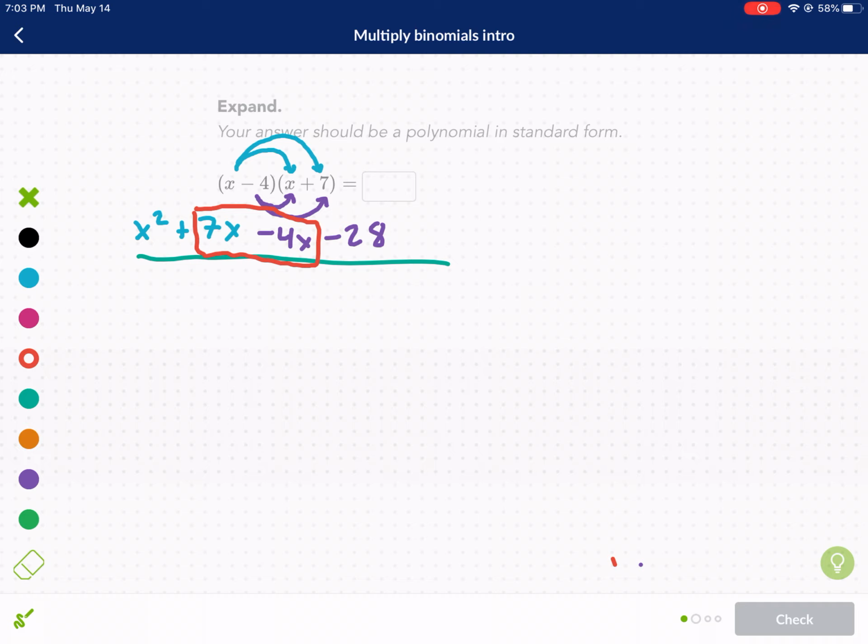Whenever you do binomial multiplication, you're almost always going to have some terms that you can combine. Why did I circle 7x and negative 4x? Because they're both like terms. They have the same variable to the same degree, the same exponent. They're both x to the first. There's no other x squared, so we're not going to worry about that. And there's no other constants, meaning numbers by themselves, so we're not going to worry about the negative 28. We're just going to copy those down as they were. But the 7x we're going to combine with the negative 4x to give us positive 3x and then minus 28. So our final answer is going to be x squared plus 3x minus 28.